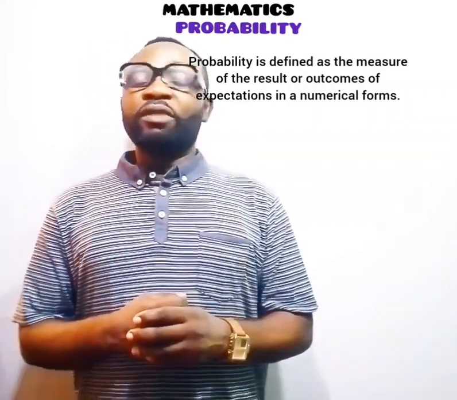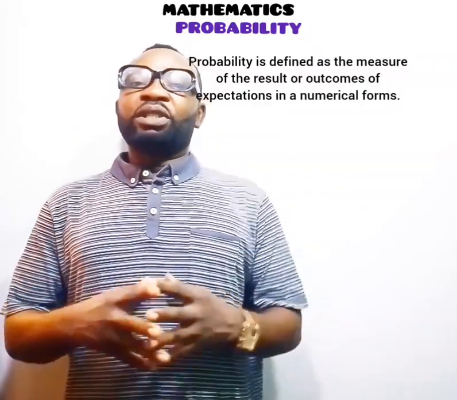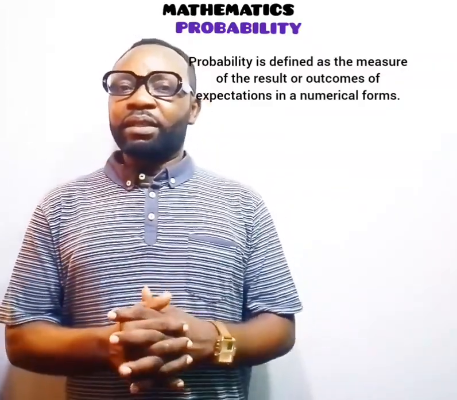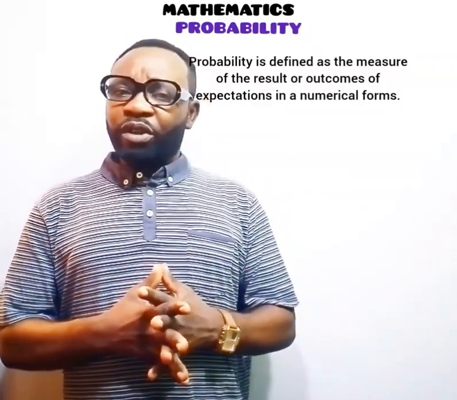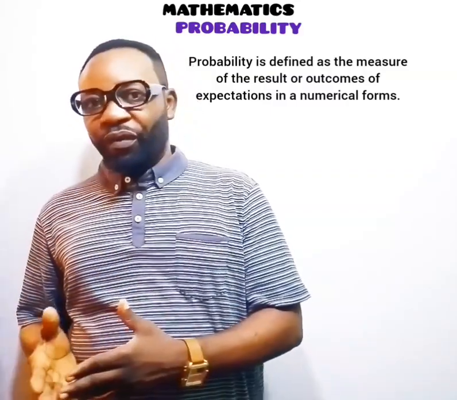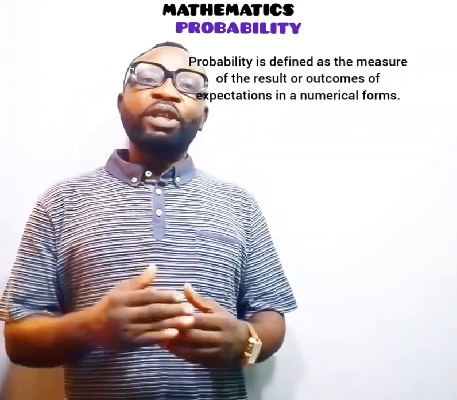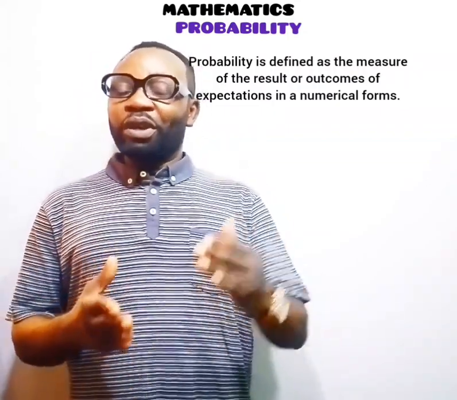For instance, now you want to write a test and you are expecting yourself to score an A in the test. You write the test and you eventually score less than an A. So that is the result of your expectation from the test. So the probability of you getting that is going to be given a value.